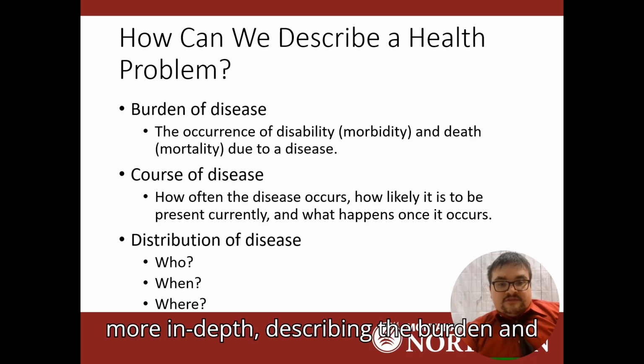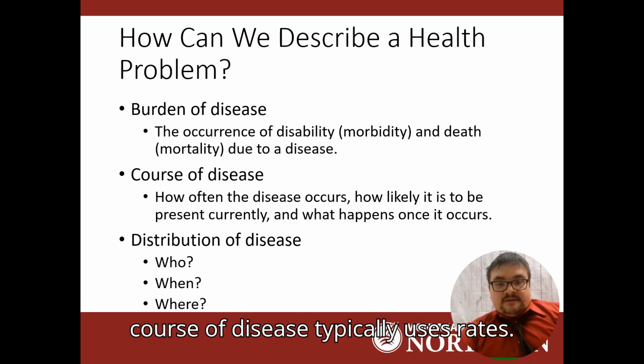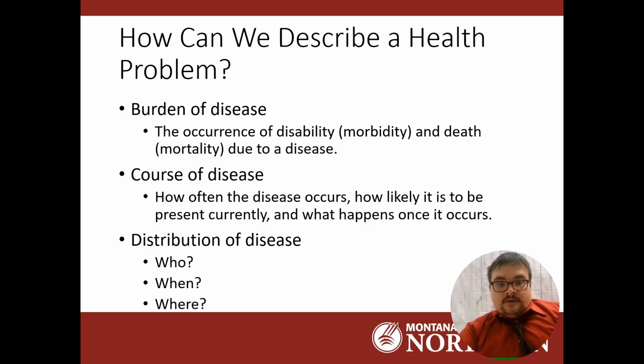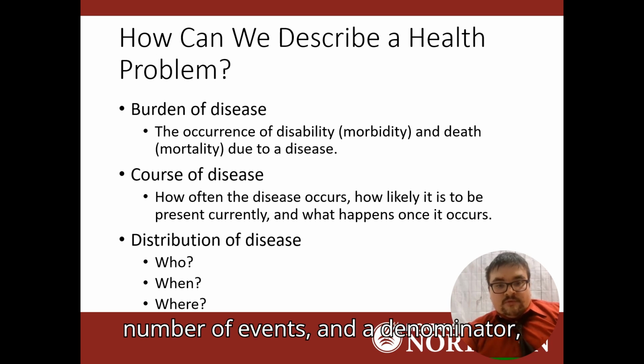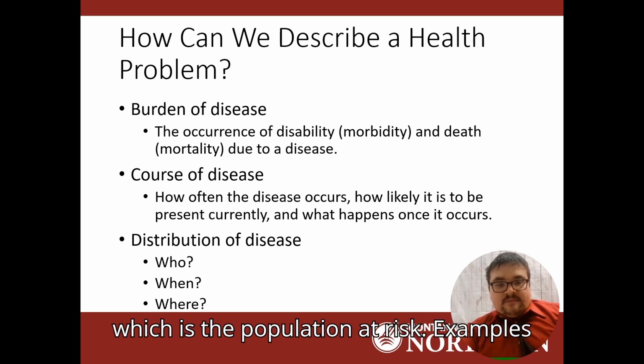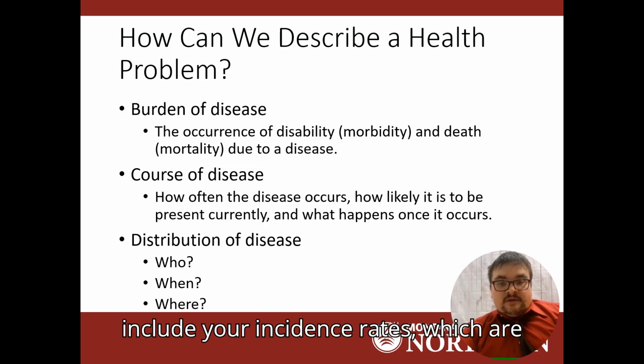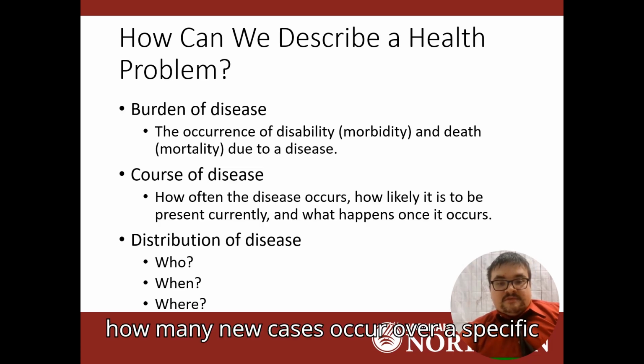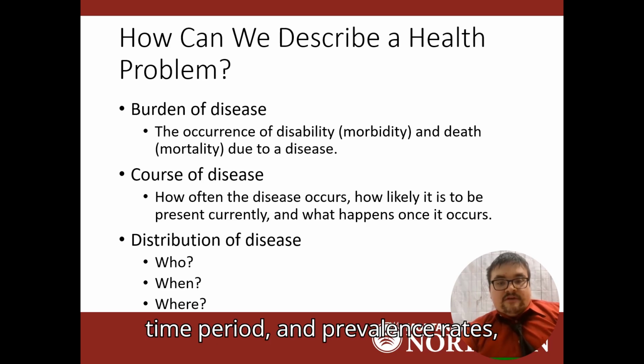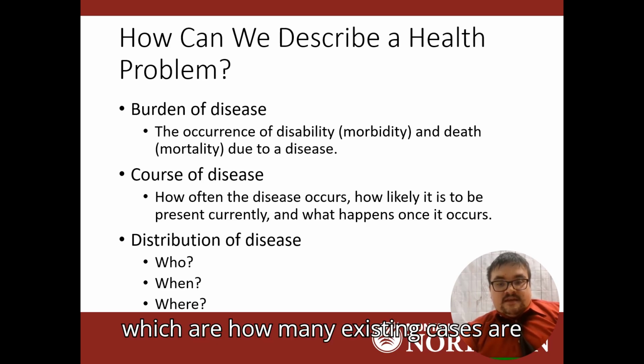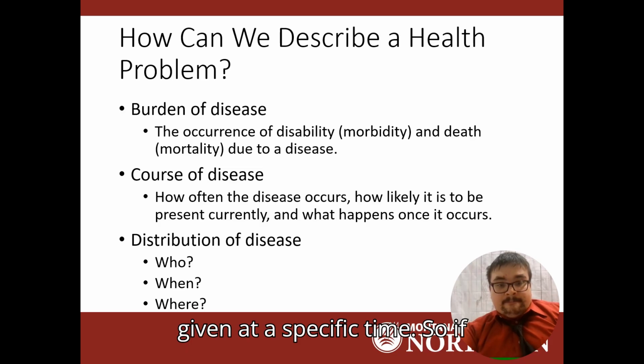So going more in depth, describing the burden and course of disease typically uses rates. A rate has a numerator, which is your number of events, and a denominator, which is the population at risk. Examples include your incidence rates, which are how many new cases occur over a specific time period, and prevalence rates, which are how many existing cases are given at a specific time.